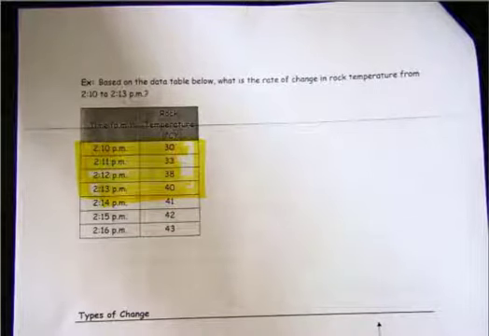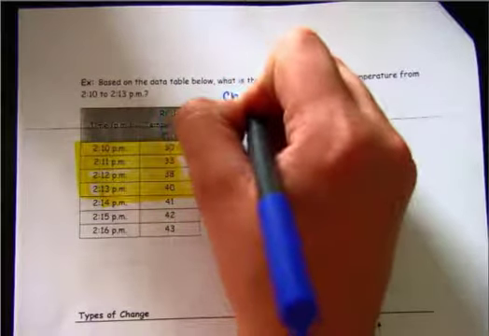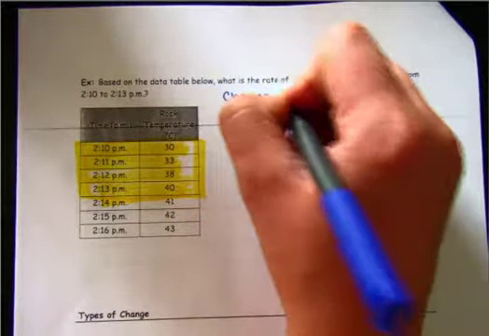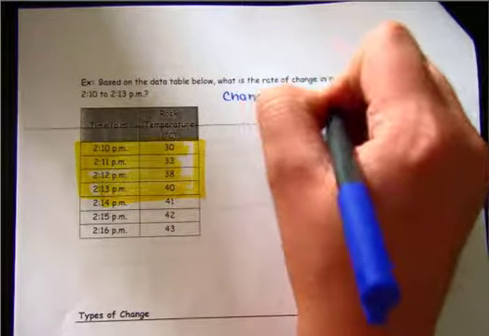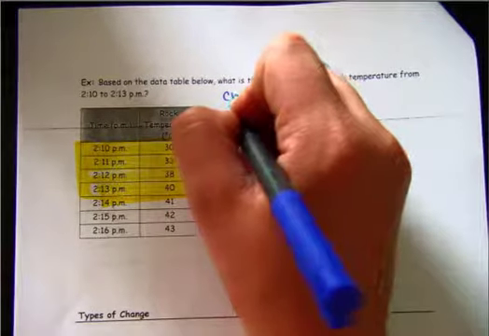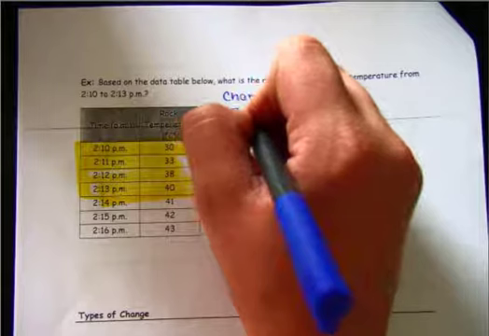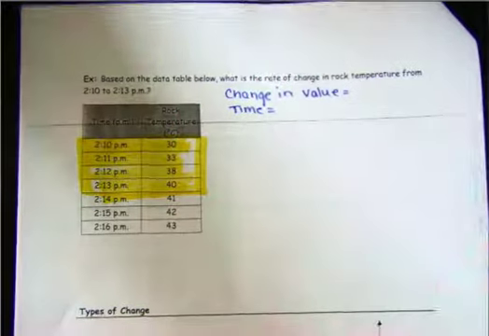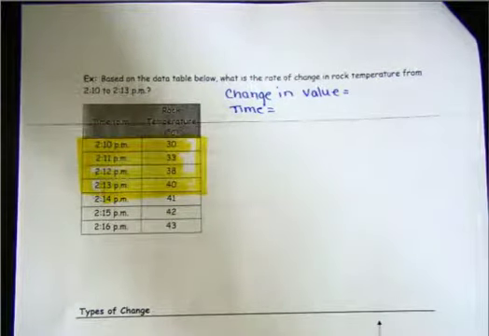Okay, so the first thing we're going to write down is our variables. Okay, so we have to know our change in value. And we have to know our time. Okay, and then we plug those in using our data table.